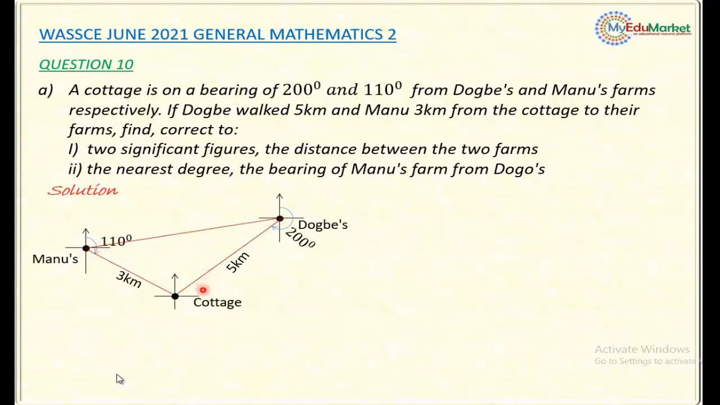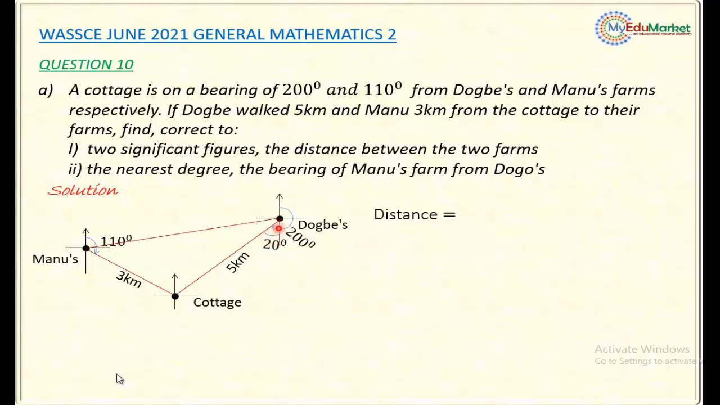To do that, I have to extract some angles. I don't have any angle inside this triangle, so I have to extract some angles that will help me finally find this length. So let us see. The distance is what I need to find, but before then I have to extract the angles like I have said. So let's see this angle. This very angle will be 20.